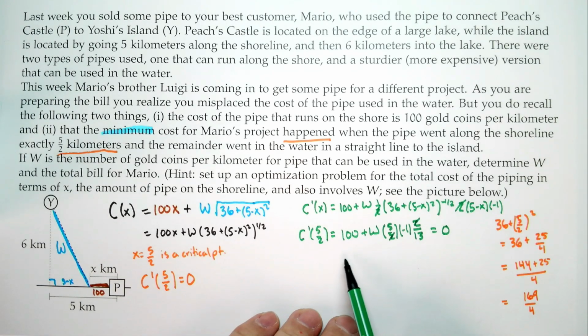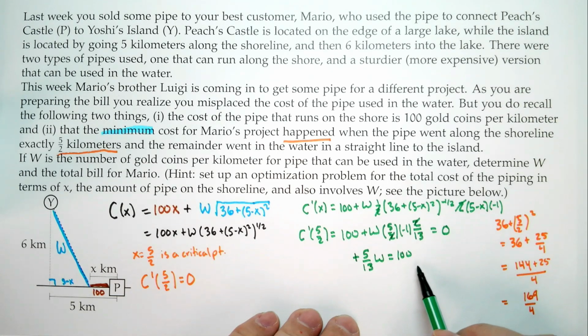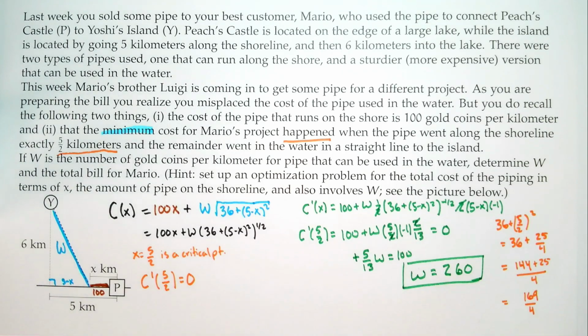And so if we move stuff around, we're going to get minus 5 divided by 13 times W plus 100. So let's make it plus, 5 over 13 times W equals 100, because we'll move it across. Divide by 5, that would be 20. Then multiply by 13 allows us to conclude that W is equal to 260. And there we go. That's how much the pipe cost. It cost 260 gold coins per kilometer. Okay, so we've now found W.